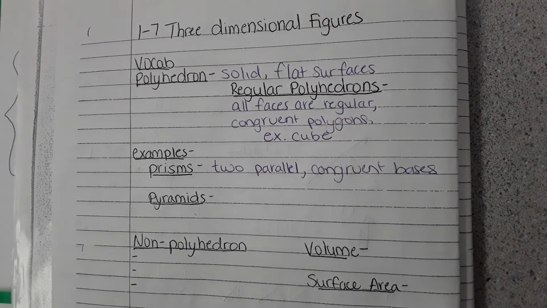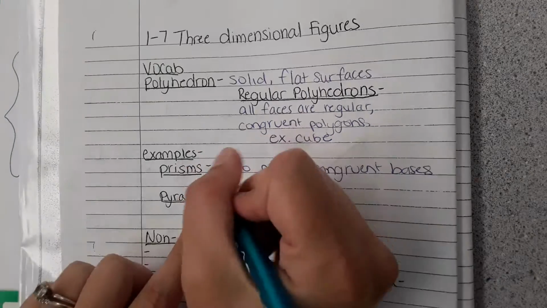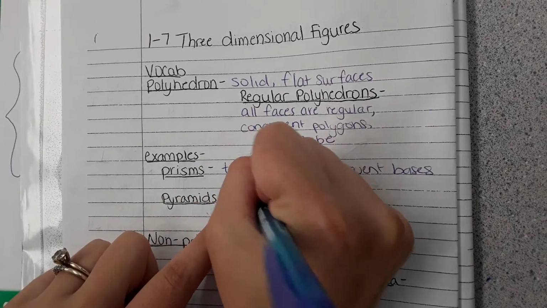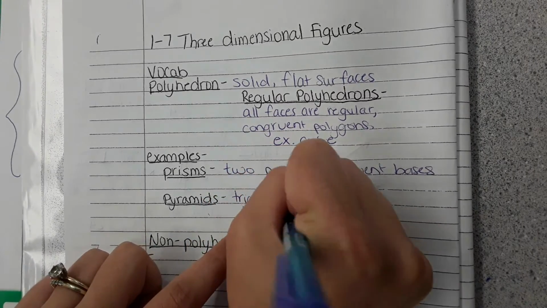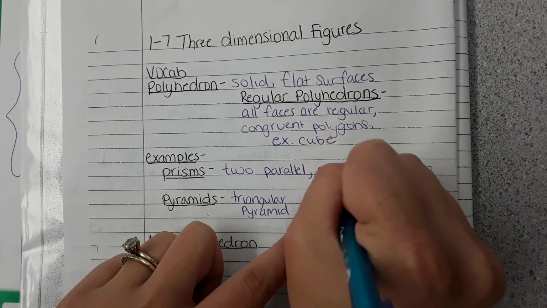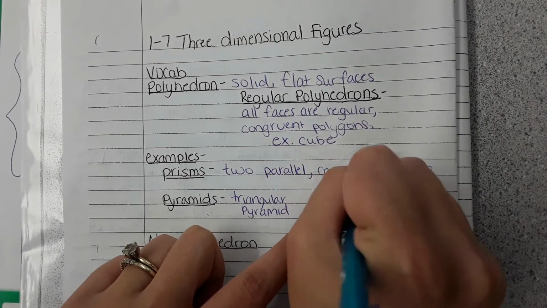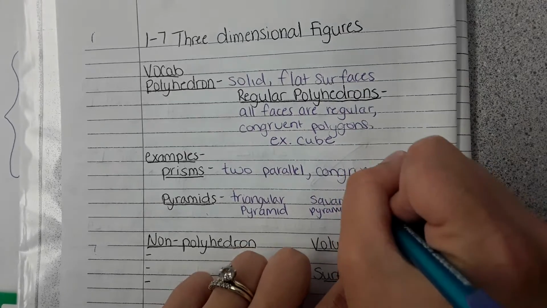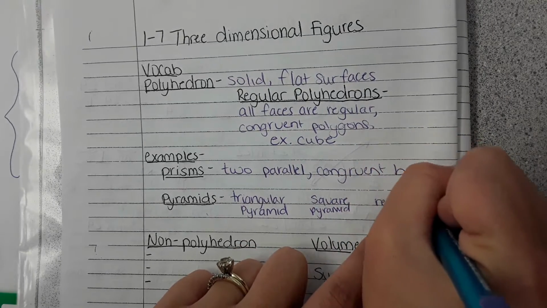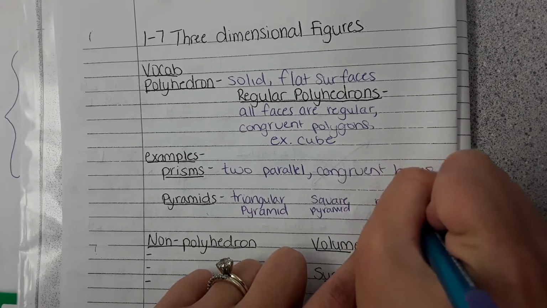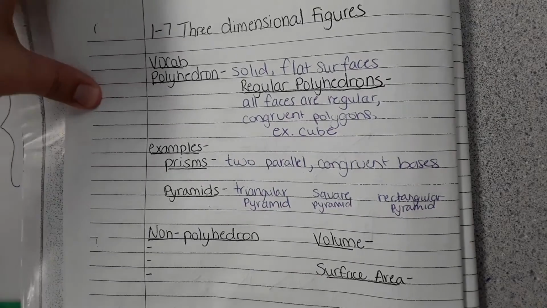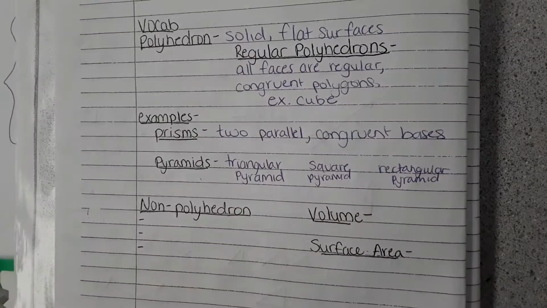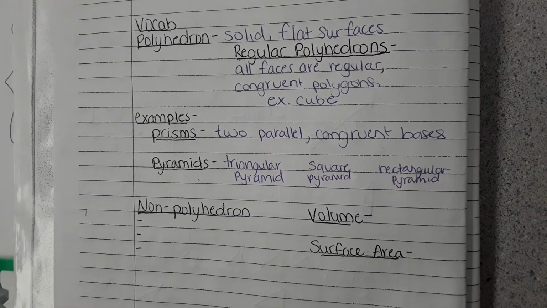And pyramids, there's many different kinds of pyramids. Here are the most common ones: triangular pyramid, square pyramid, and rectangular pyramid. I know you probably have a picture of what a pyramid looks like in your head, like the pyramids in Egypt.